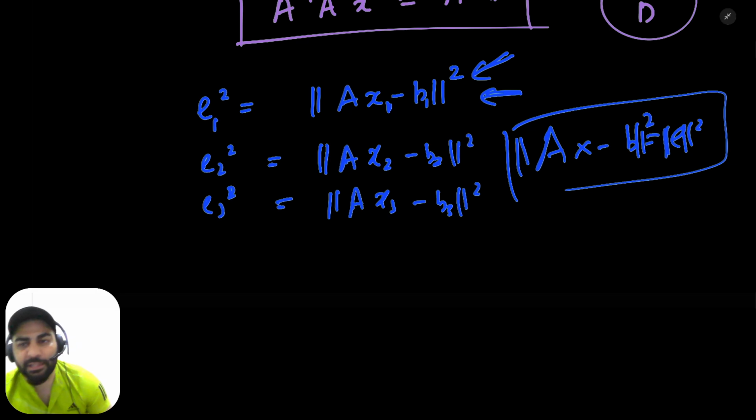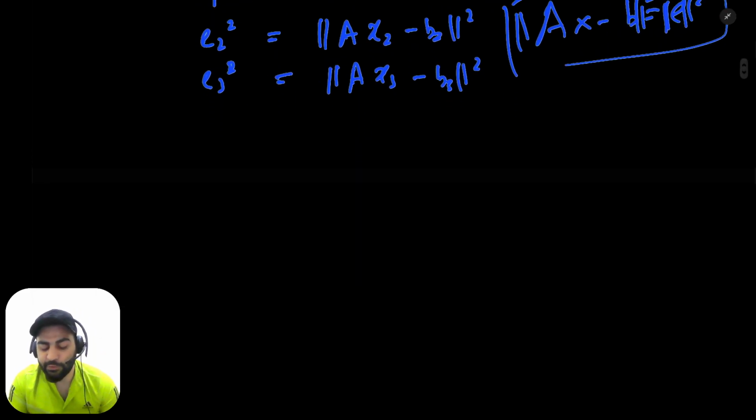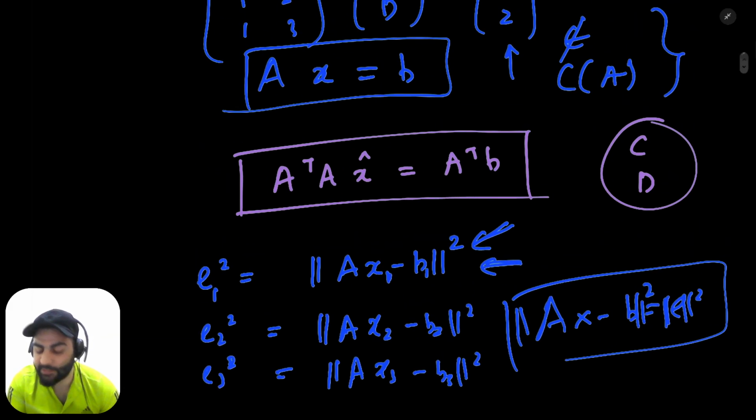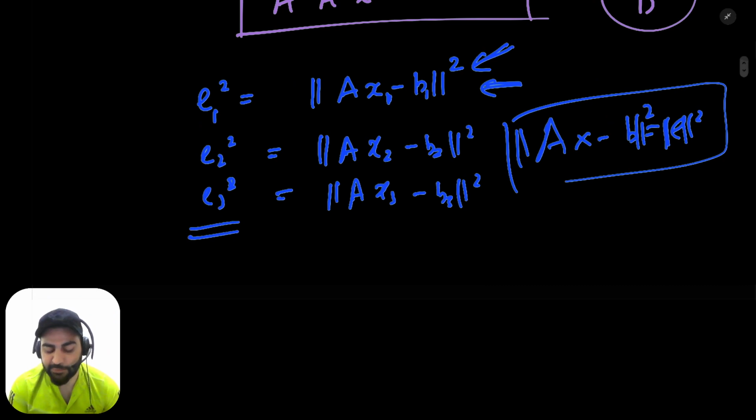Now, in order to formulate this mathematically, we have to find values for this x hat, for this c and d, such that the sum of these errors e1, e2, and e3 gets minimized. This is my job mathematically. If you ask me what the job is, my job is to minimize these errors.